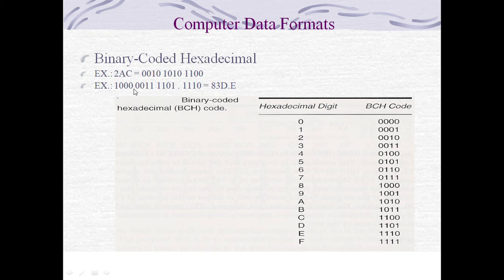Similarly, we can do the other way around by converting a binary number to a hexadecimal number just using the BCH code. So this is a binary number with a decimal point. Just group them into 4-bit groups, and each group is assigned a hexadecimal digit according to this table. For example, 1000 is 8 in this table, and similarly just assign each group of 4 bits a hexadecimal digit, and we would get 83D.E. So this is the hexadecimal number converted using binary coded hexadecimal code.